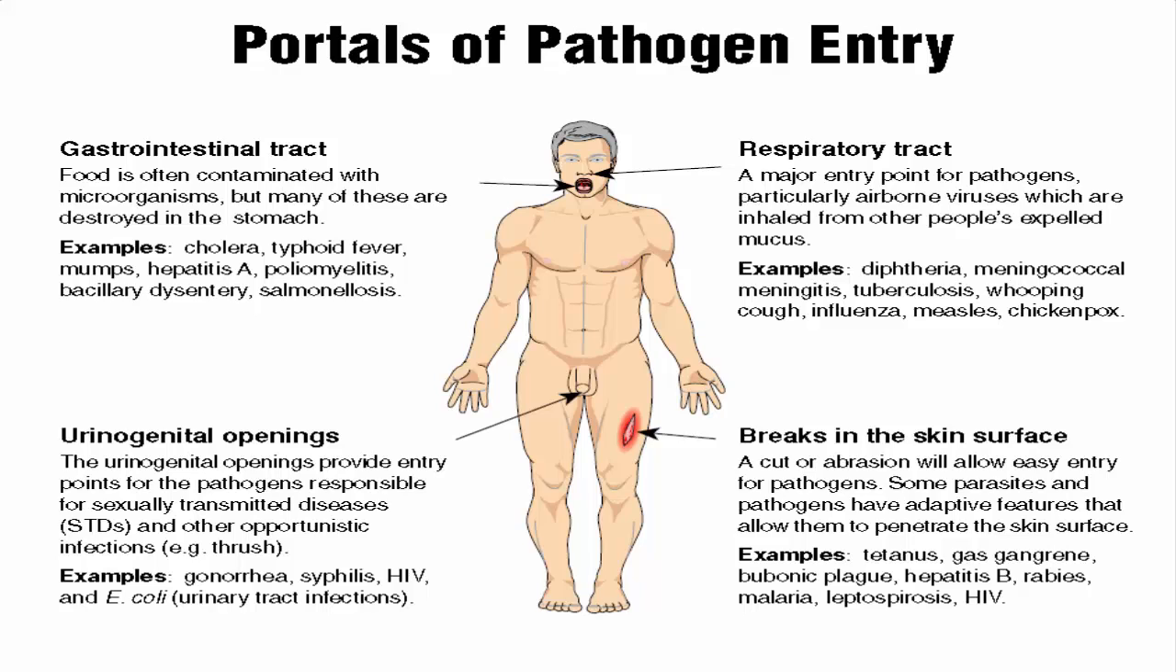The urogenital openings are C, which, by the way, on your diagram, you'd scratch out the last B. The B should actually be C. These are openings which provide points of entry for pathogens responsible usually for sexually transmitted diseases, STDs, and other opportunistic infections. Examples include various yeast infections like thrush, gonorrhea, syphilis, HIV, and E. coli of the urinary tract.